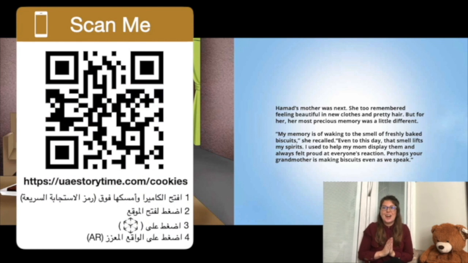Now boys and girls, can you get your phone and scan the QR code? I can see lots of lovely, delicious biscuits. Can you see the biscuits also, boys and girls?